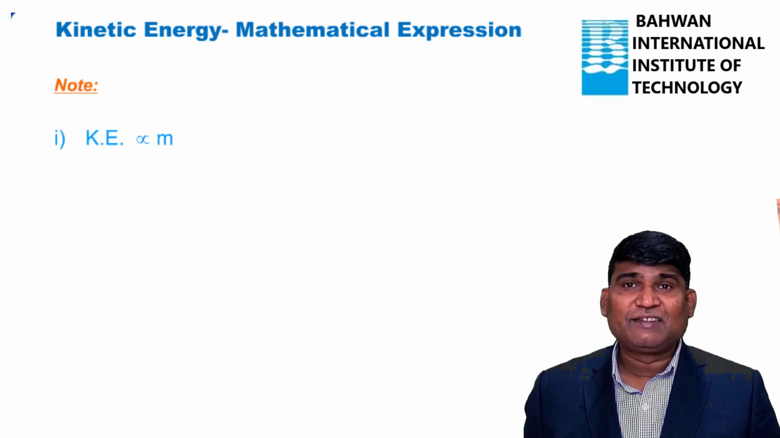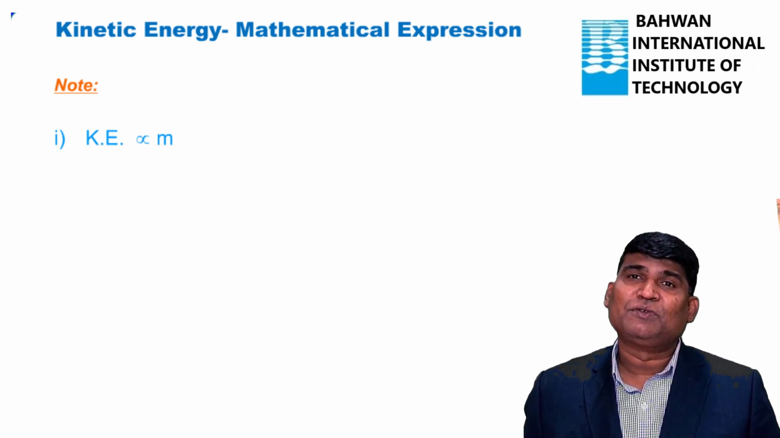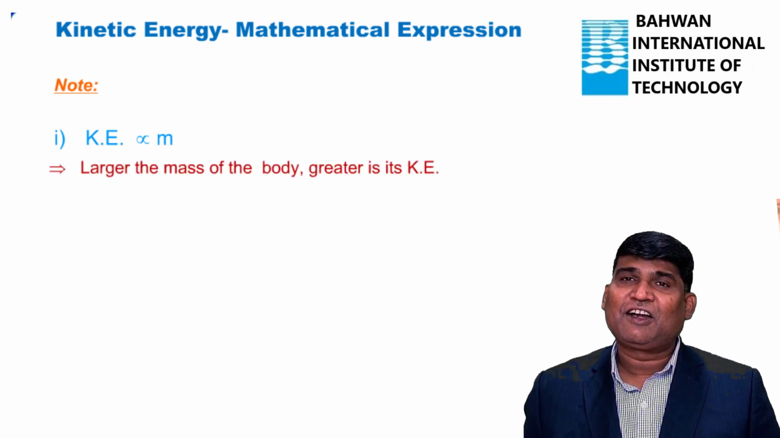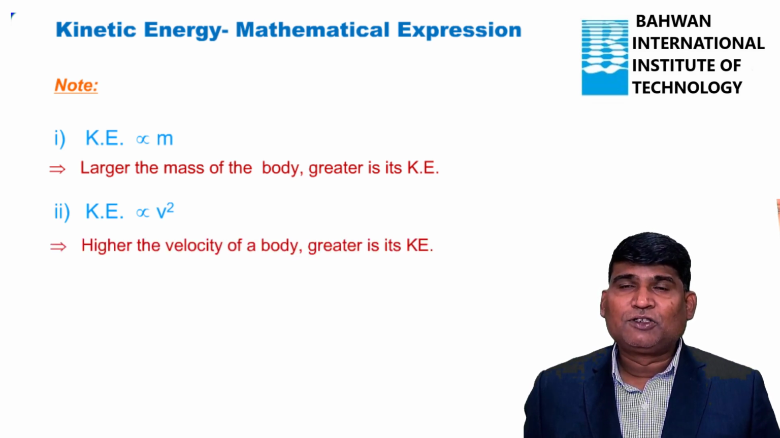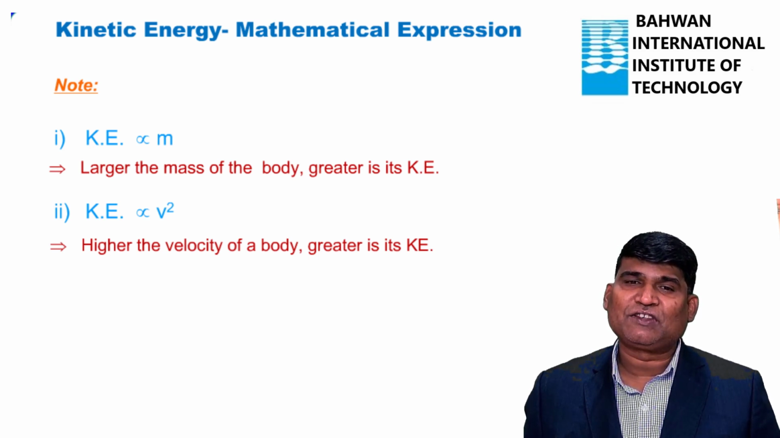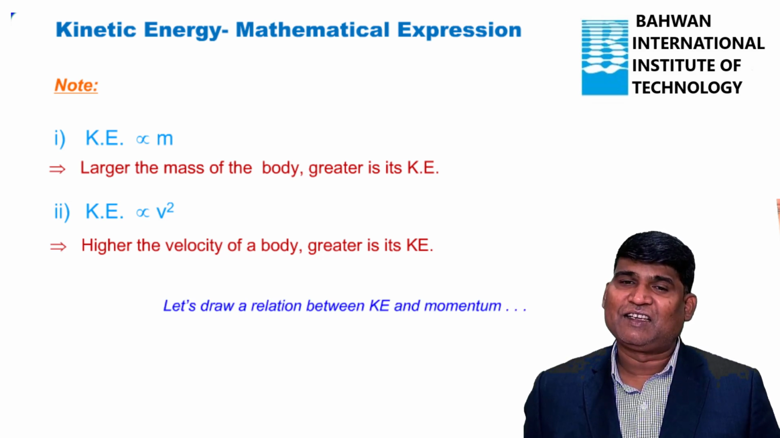From this equation we can say that kinetic energy depends on two things. What are they? Number one, kinetic energy is always directly proportional to the mass of the body, right? It is depending on mass. So if mass is increased, kinetic energy also increases, right? The larger the mass of the body, the greater is its kinetic energy. And the second one is kinetic energy also depends on the square of the velocity, right? KE is proportional to v square. The higher the velocity of the body, the greater is its kinetic energy, right?